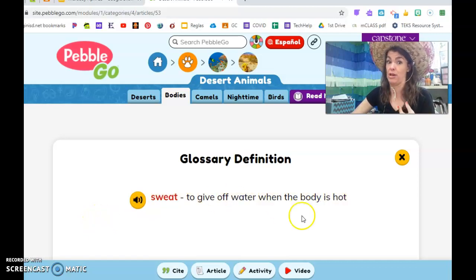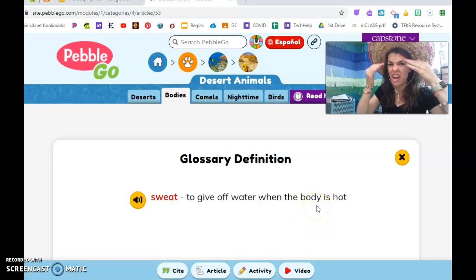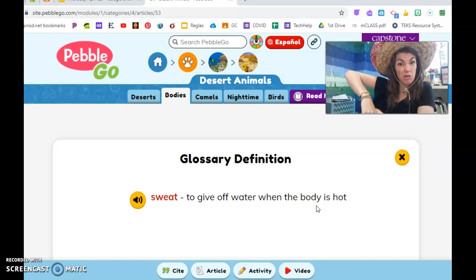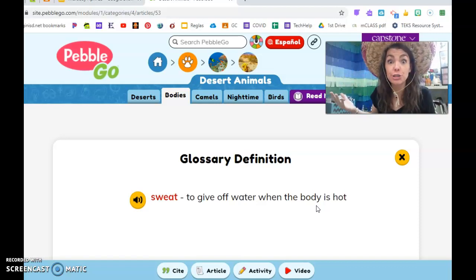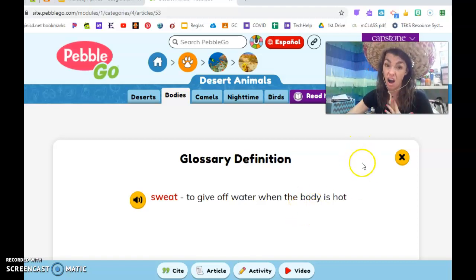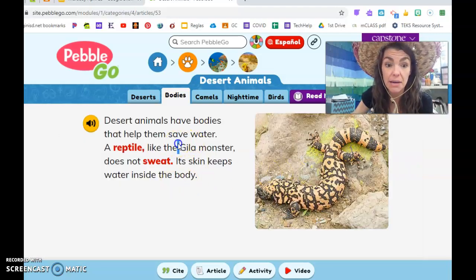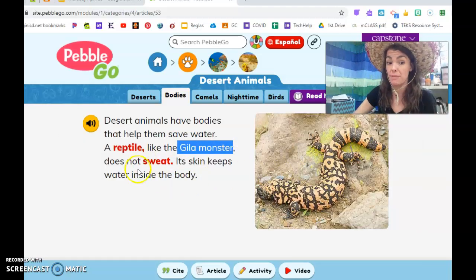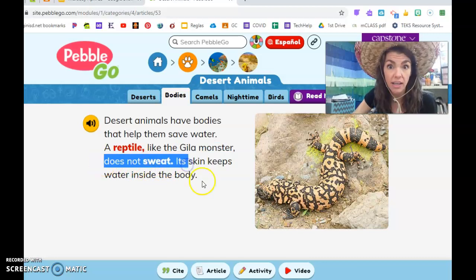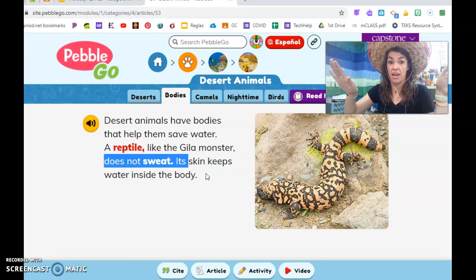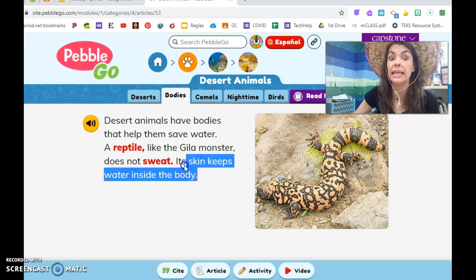Oh yeah, I sweat. Have you ever been really hot or you were exercising really hard and your head started to feel wet? Or maybe under here got a little wet? That's your sweat. We all do it. It's when we're very hot. It happens. But it says this Gila monster and other reptiles do not sweat. Their water doesn't come out their body when they're hot. It keeps the water in their body.